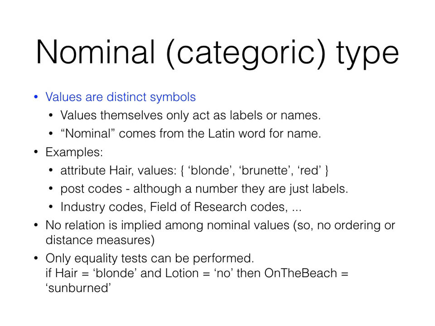So there's no relationship between these nominal attributes. We can't order them in any way, and we can't get a distance between them. We can't get a distance between red hair and blonde. Because of that, we can only do equality measures. So we can say something like, if hair is blonde or lotion is no, then on the beach is sunburned. With hair is blonde, we can only say whether it's equal or if it isn't equal. So that's the first one, nominal attributes.